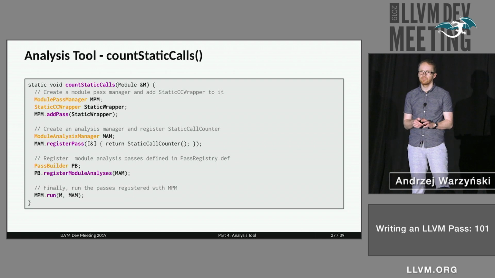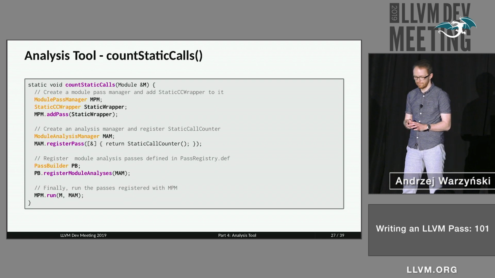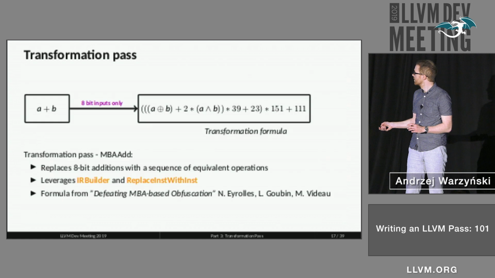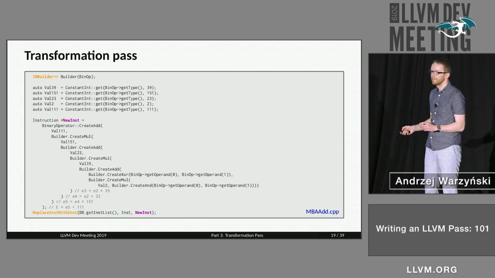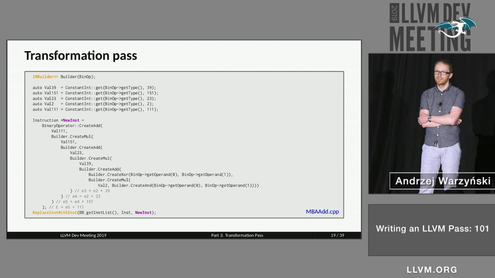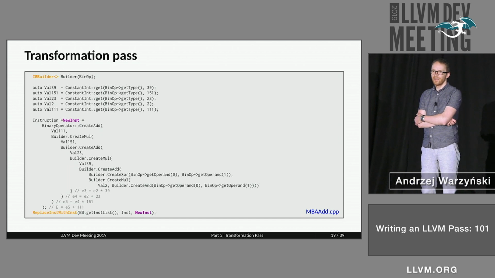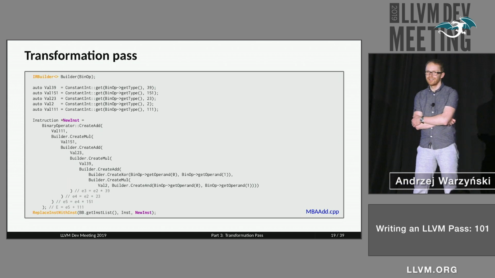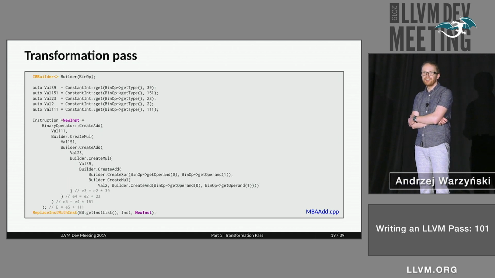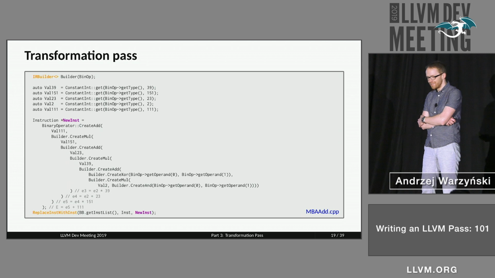In your example of obfuscating the plus instruction, where you did the instruction substitution, how do you not have the iterator invalidation problem, because you're iterating through a basic block? Would that operation invalidate it? ReplaceInstWithInst is magic. It does it for you. Oh, it just does it for you.